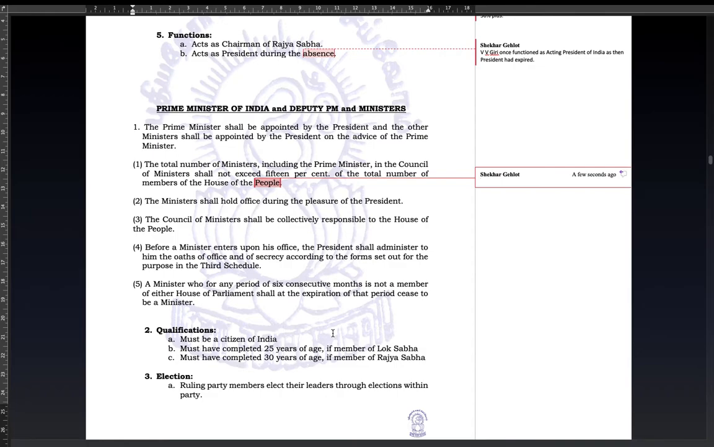Maximum size of cabinet. That is, PM plus ministers becomes a cabinet. The maximum size of cabinet is 15% of strength.